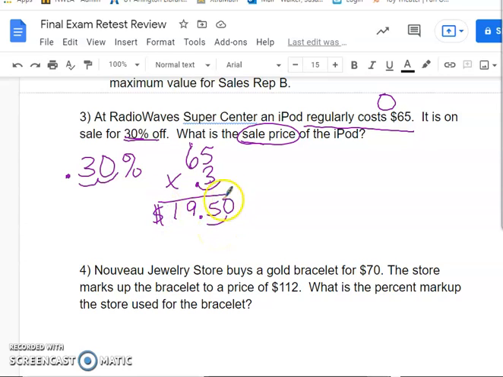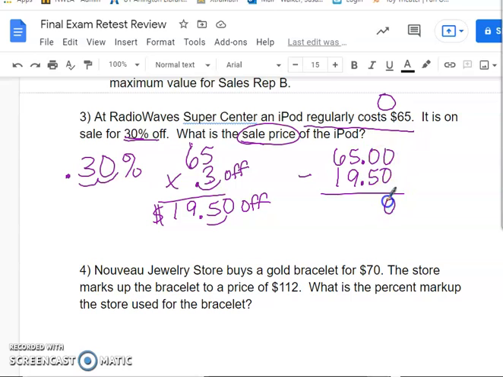This, though, is not the answer. This is the off. Remember, what does this number represent? 30% represents the off, therefore this is the off. That's not what this is asking. It's asking for the sale price. So I take my regular price and I take away $19.50. Okay?